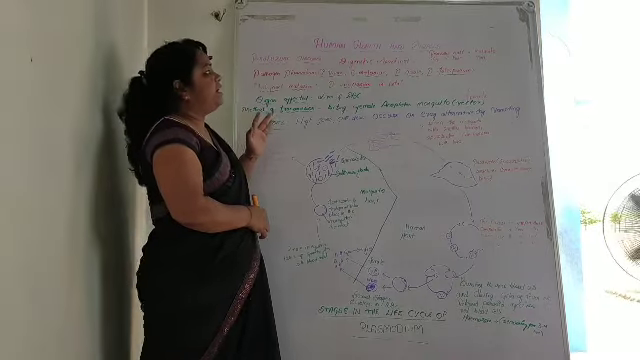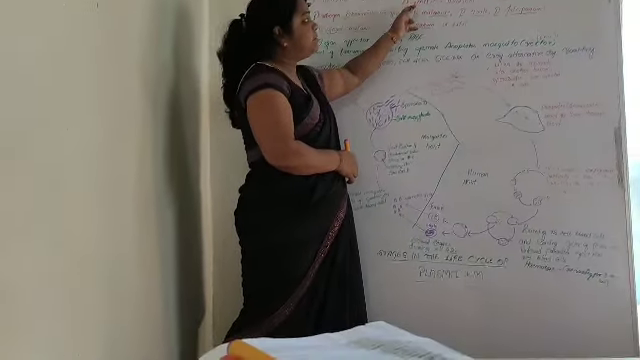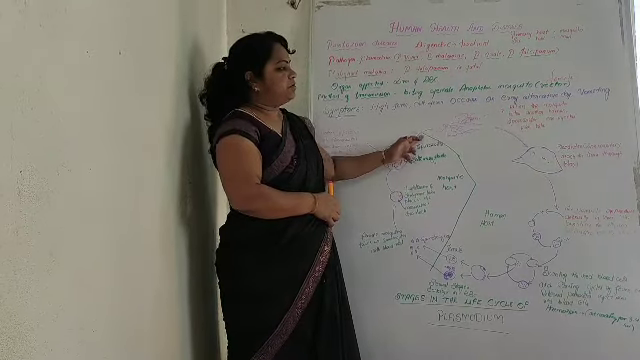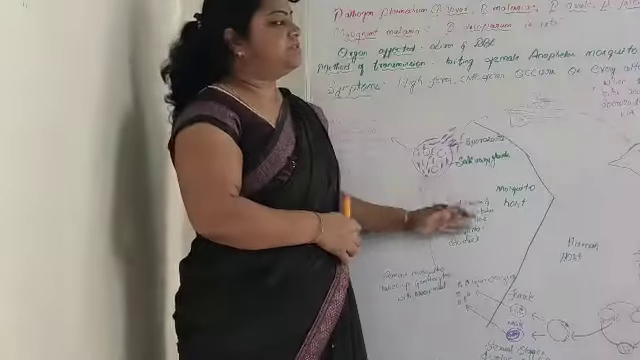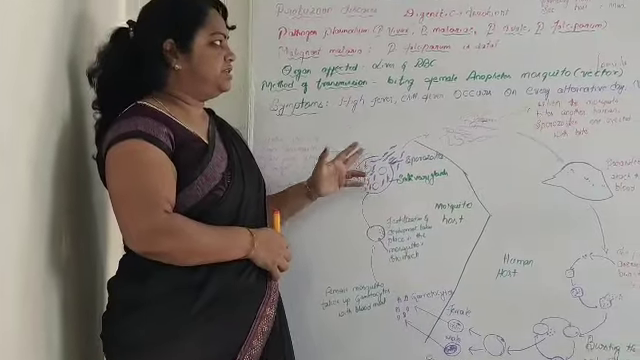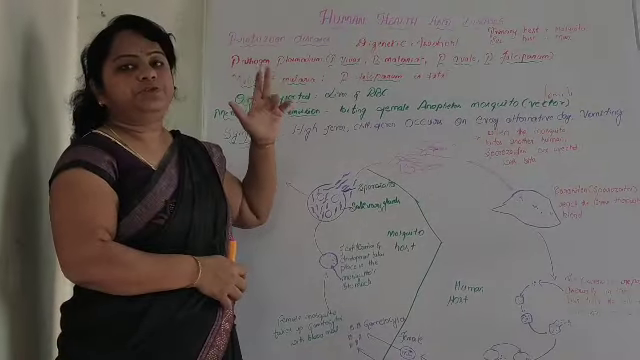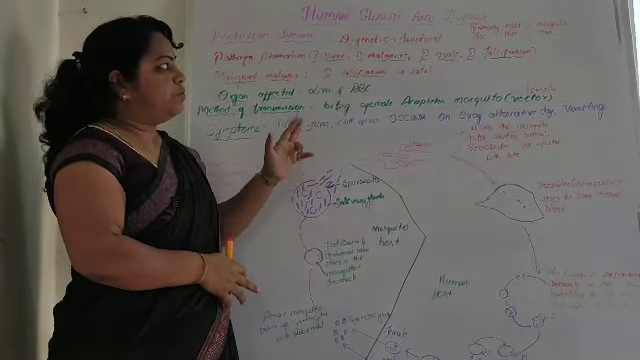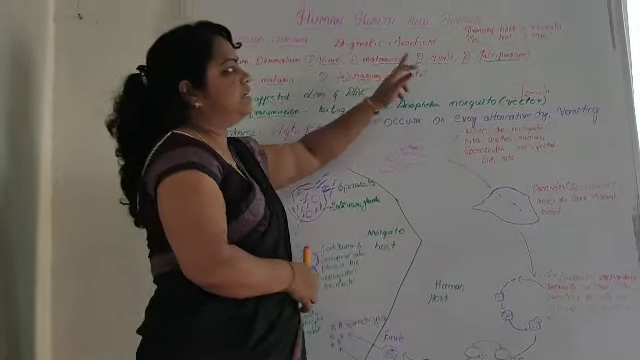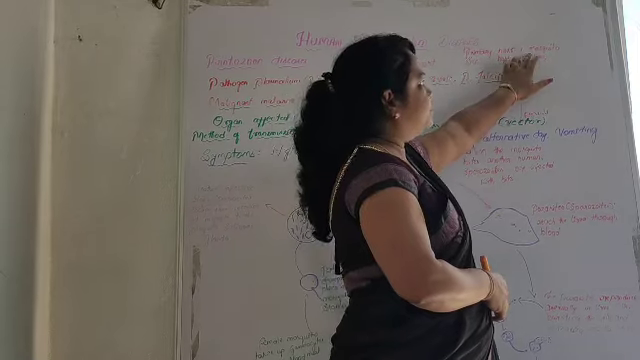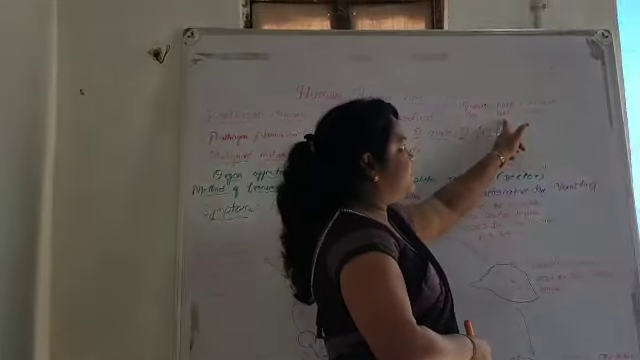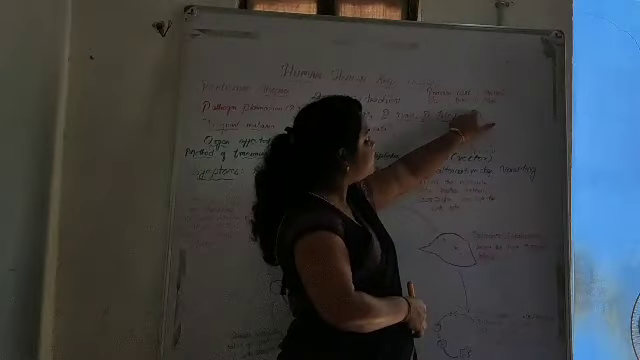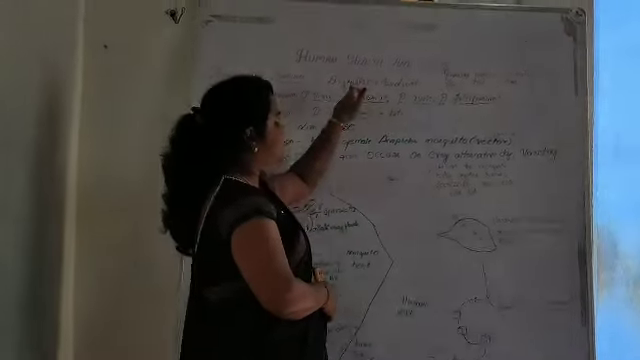What do you mean by digenetic? In order to complete its life cycle and cause the disease symptoms in human beings, it requires two hosts. Which two hosts? The primary host is the mosquito. The secondary host is man, the human being. That's why it is also called digenetic.